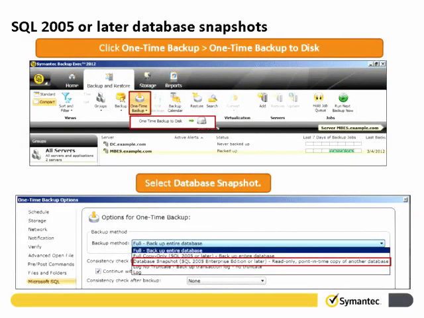So if I am backing up SQL 2005 or later, and I do a one-time backup, one of the options that I have under backup method is to use a snapshot, a database snapshot. This is a read-only point-in-time copy that SQL will then allow you to revert the database to.